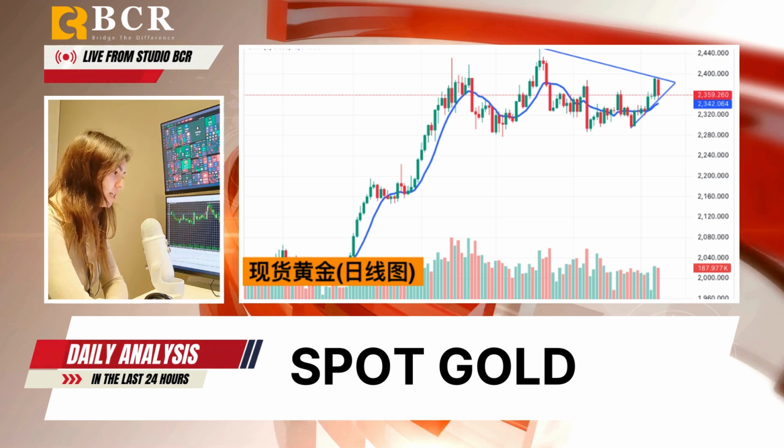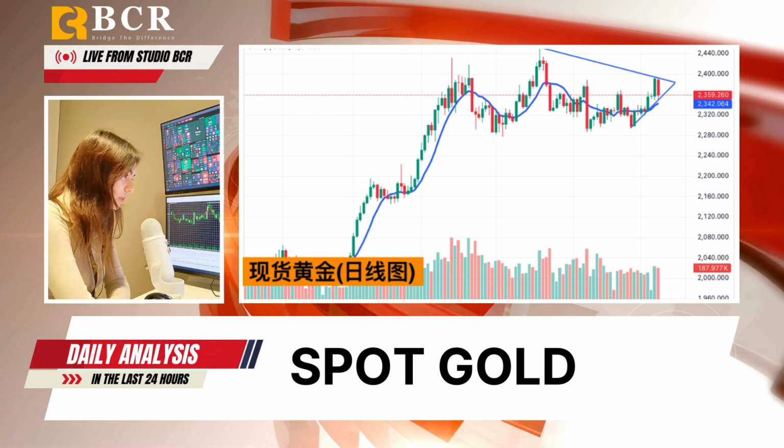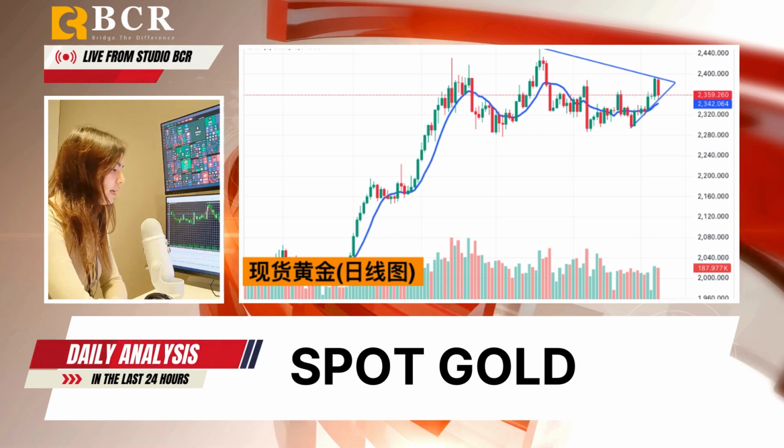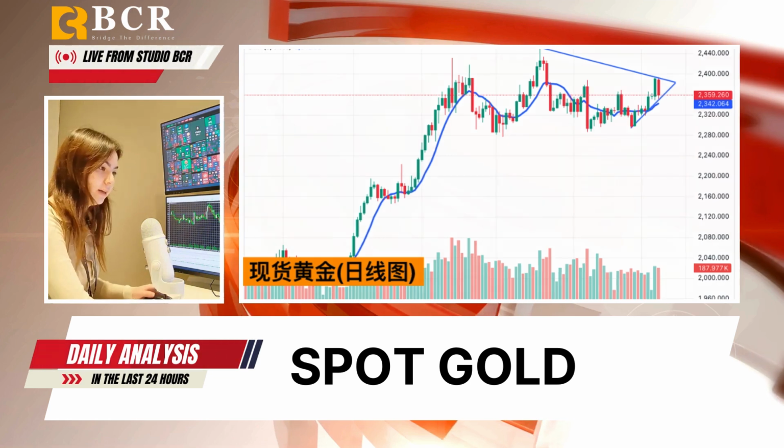The 14-day RSI rose to 60, signaling bullish momentum. Gold has closed above the 50-day and 20-day simple moving averages for 3 consecutive days, suggesting ongoing positive sentiment. Key resistance levels include 2,393 and 2,400, with support around 2,340 to 2,330.